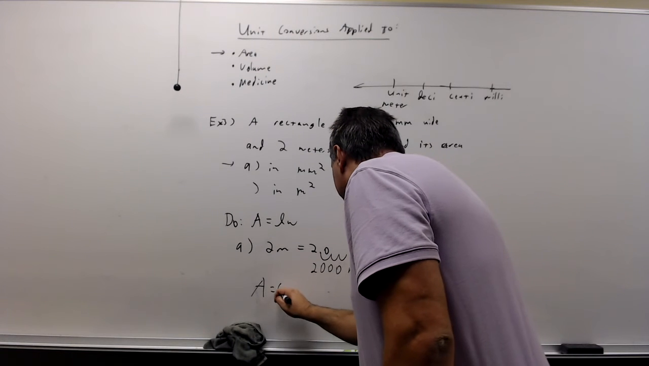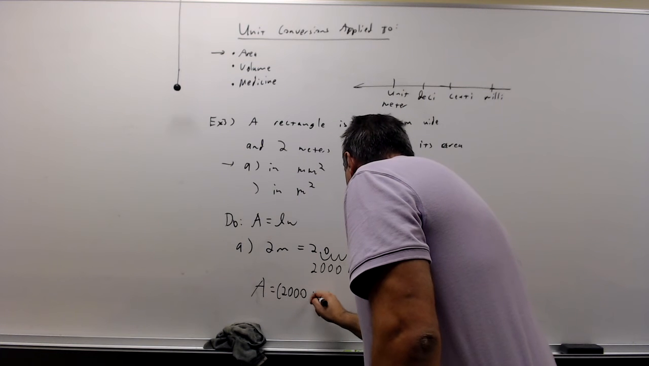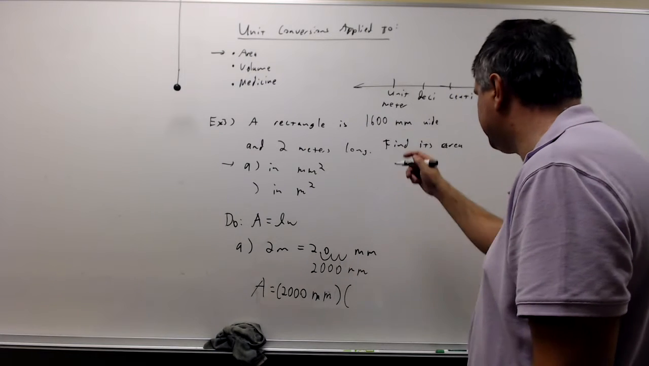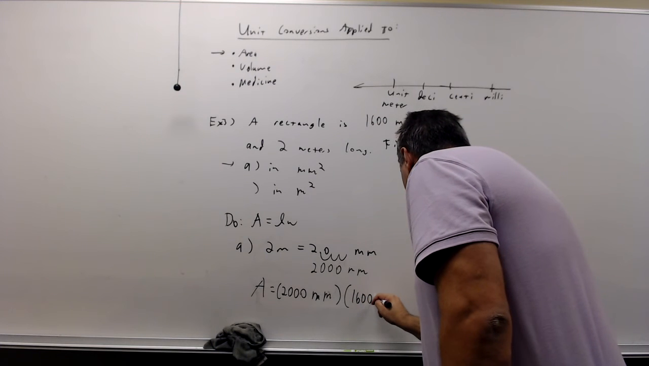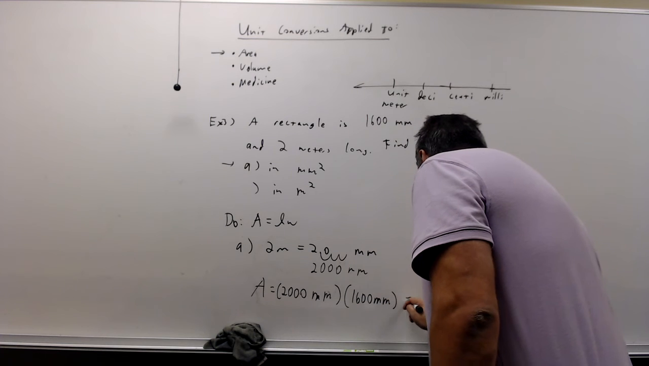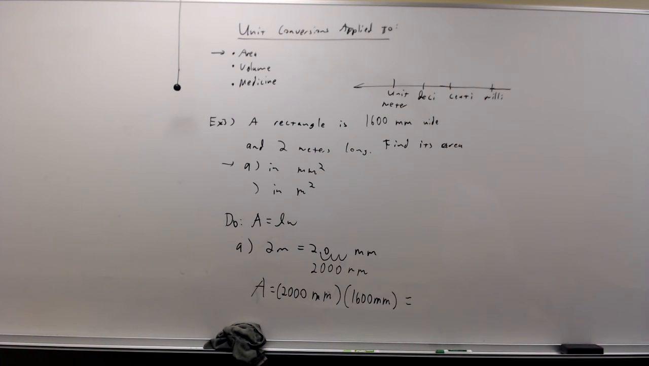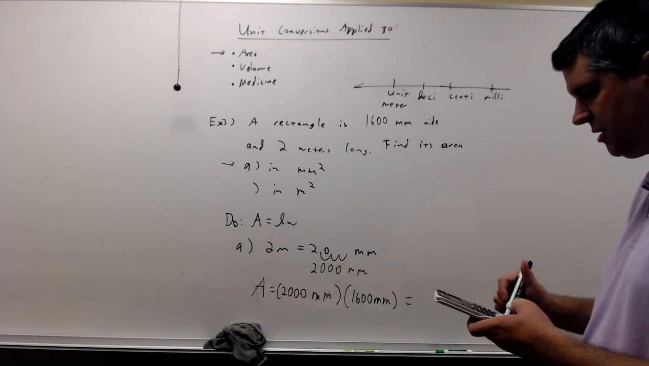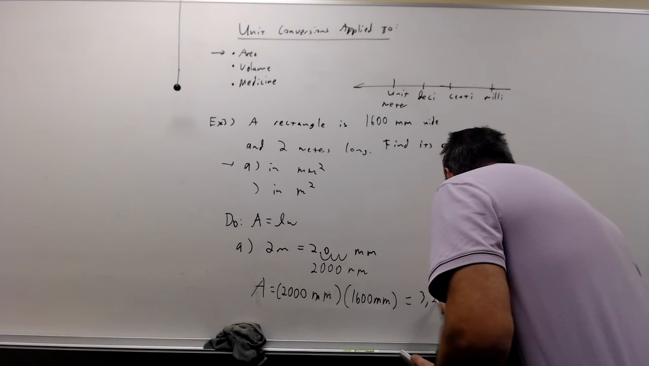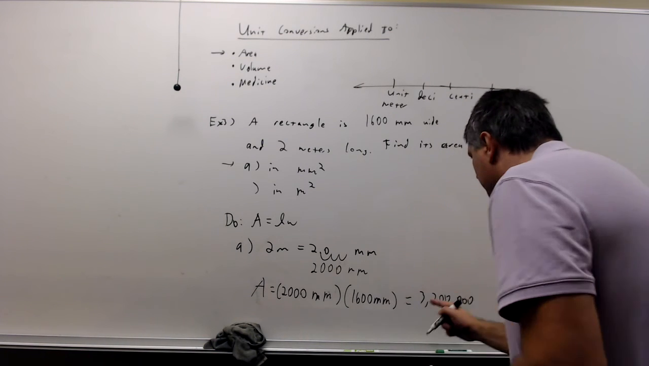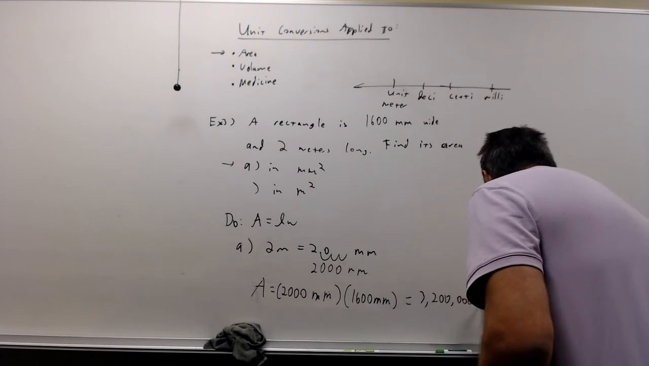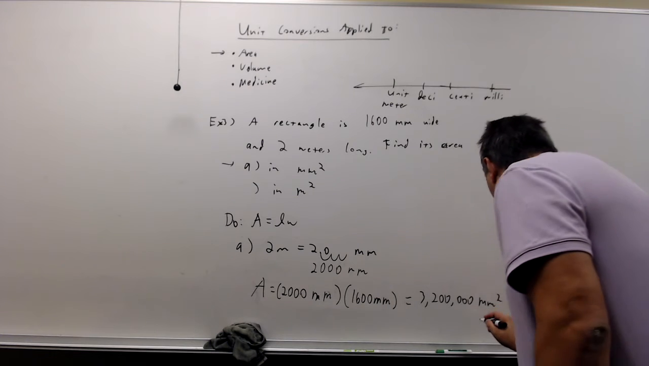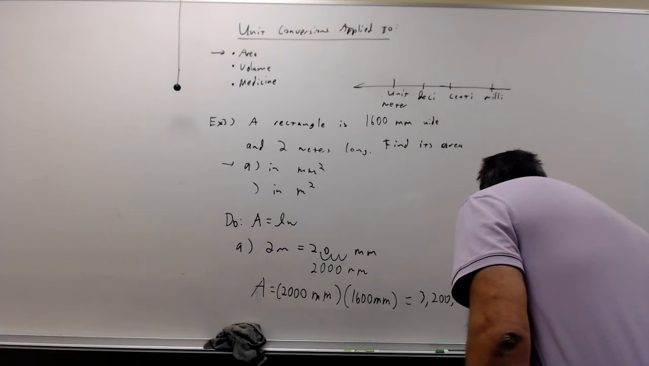So area will equal the length, which is 2,000 millimeters, and the width, which is 1,600 millimeters. Okay, so 2,000 times 1,600 is 3,200,000 millimeters times millimeters, millimeters squared. So that's square millimeters.